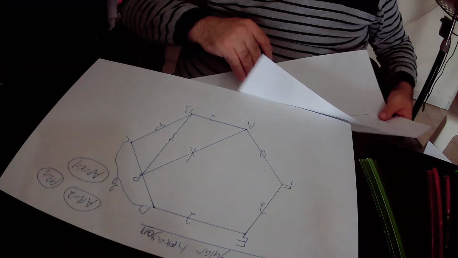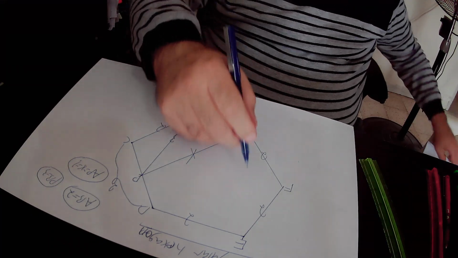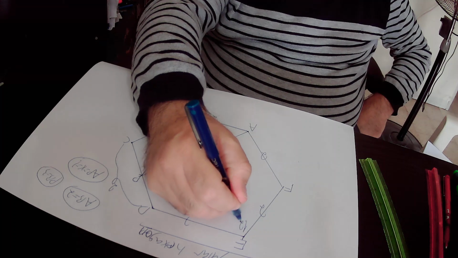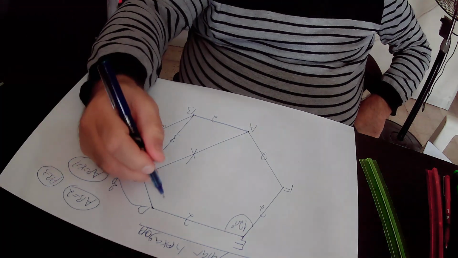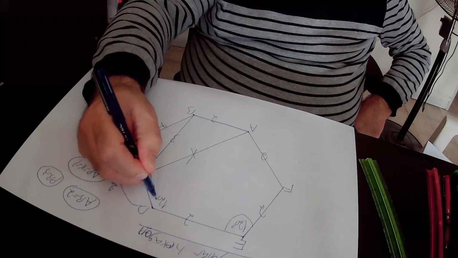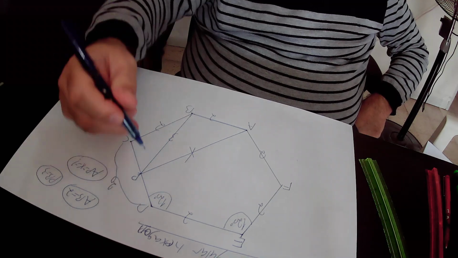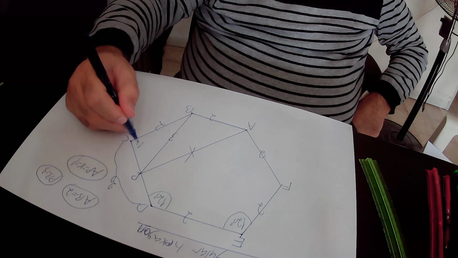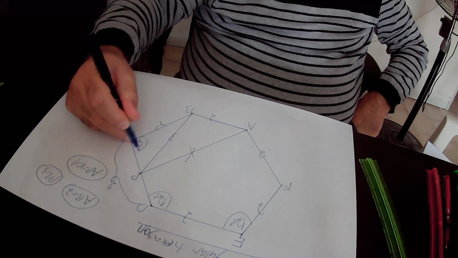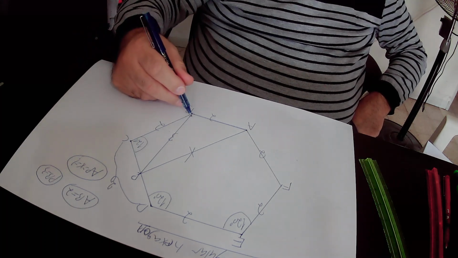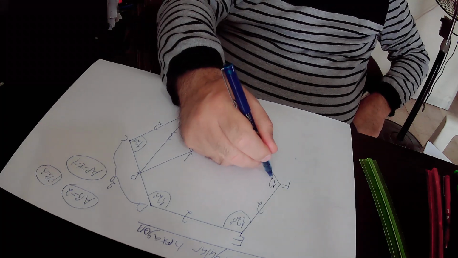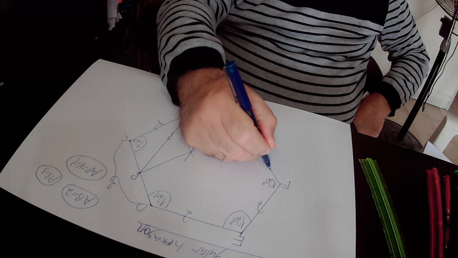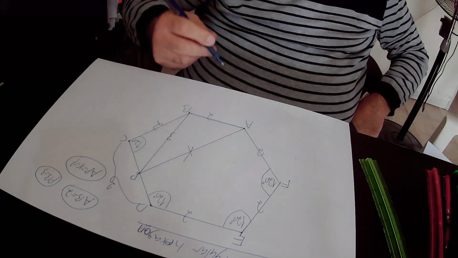So we can write down that this angle equals 120 degrees in its size. This angle is also equal to 120 degrees. This angle equals 120 degrees. This angle equals 120 degrees. This angle equals 120 degrees, and this angle is also equal to 120 degrees in its size.